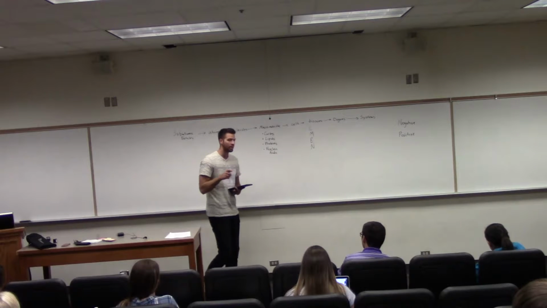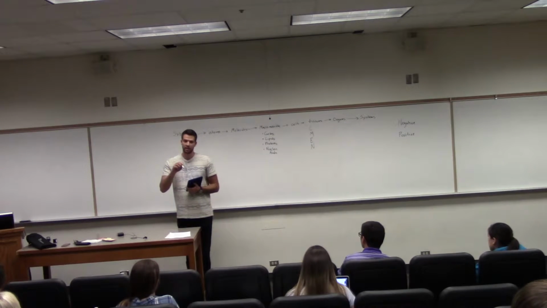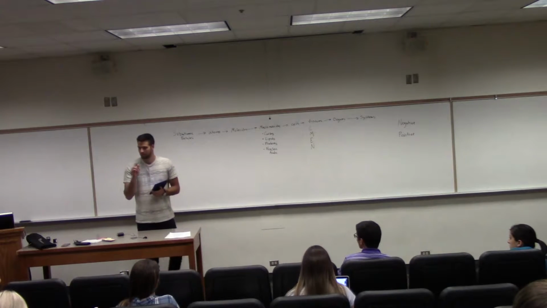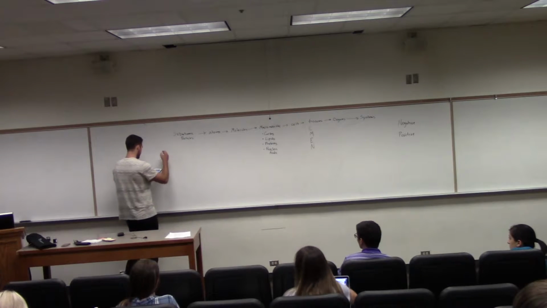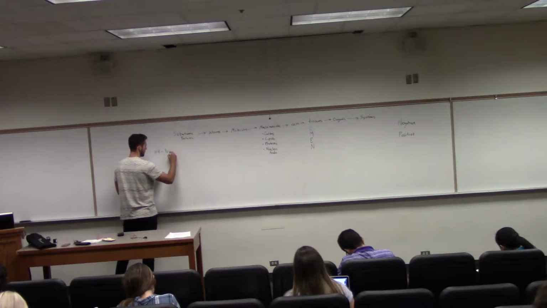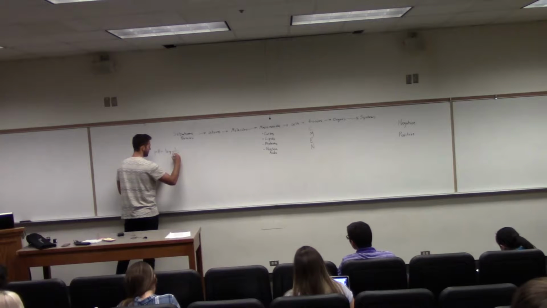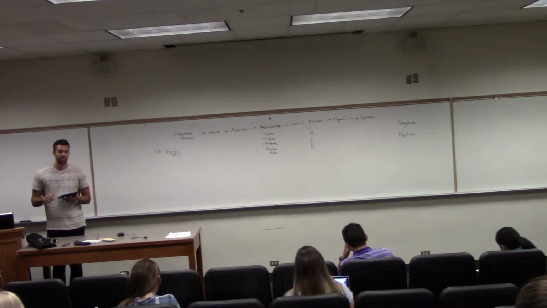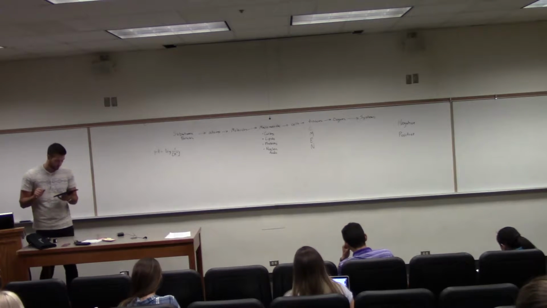Who knows the equation to solve the pH when you're given the hydrogen ion concentration? A log of 1 over concentration. So we have pH is equal to the log of 1 over your hydrogen ion concentration. Are we going to need to memorize this? So memorize the equations. That's something that you're going to need to know, each equation.